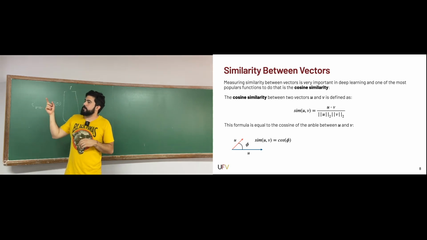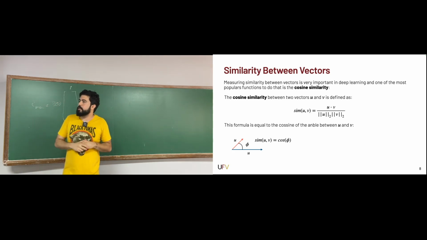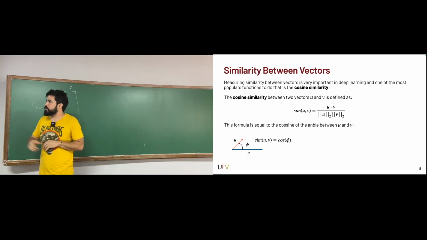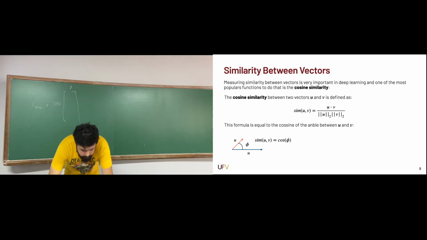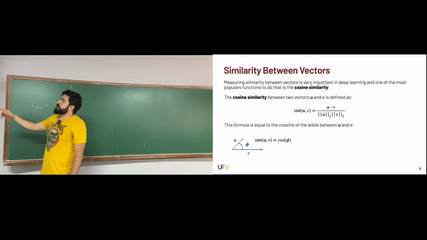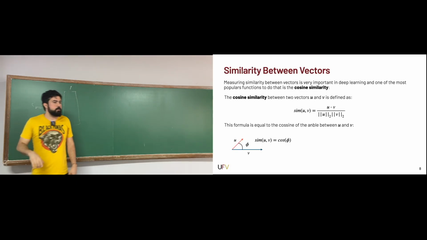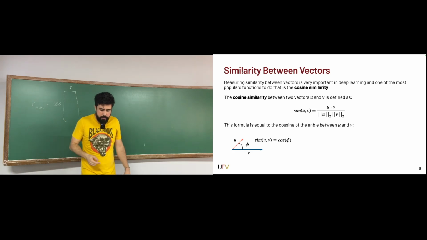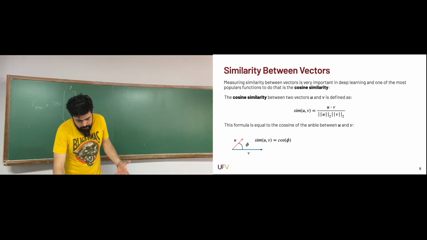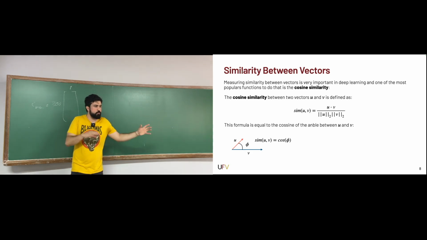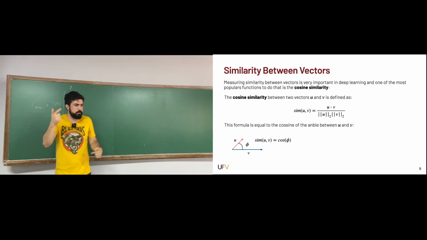So let's consider those two vectors u and v now. The similarity between u and v is equal to the cosine of that angle phi. That's why the metric is called cosine similarity, and that's why it goes from -1 to 1, because if you remember, the cosine function goes from -1 to 1.